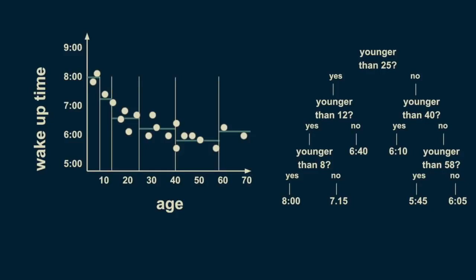The resulting tree lets us make a numerical estimate depending on someone's age. If I need to estimate the wake-up time for a 36-year-old, for instance, I can start at the top of the tree. Are they younger than 25? No. Go to the right. Are they younger than 40? Yes. Go to the left. The estimate then becomes 6:10 a.m. The structure of the decision tree lets you sort people of any age into their respective bin and make an estimate about their wake-up time.